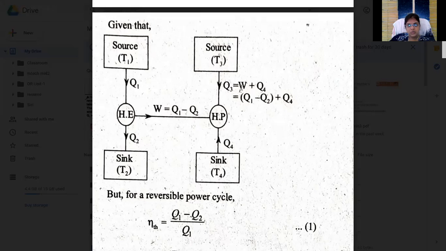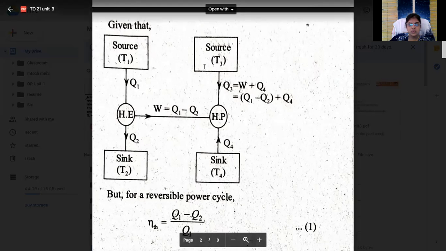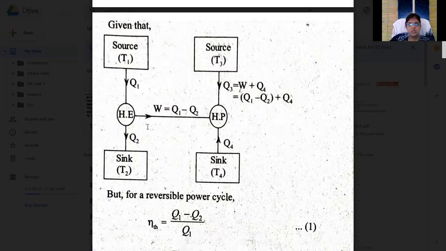Here what is Q3? Q3 is nothing but, entering is equal to leaving. Actually this arrow is up, not down. The arrow is up. So Q3 is equal to W plus Q4. Actually, this arrow is up. So Q4 to Q3 drawn, up arrow. So Q3 is equal to W plus Q4. So what is W? W is nothing but Q1 minus Q2.